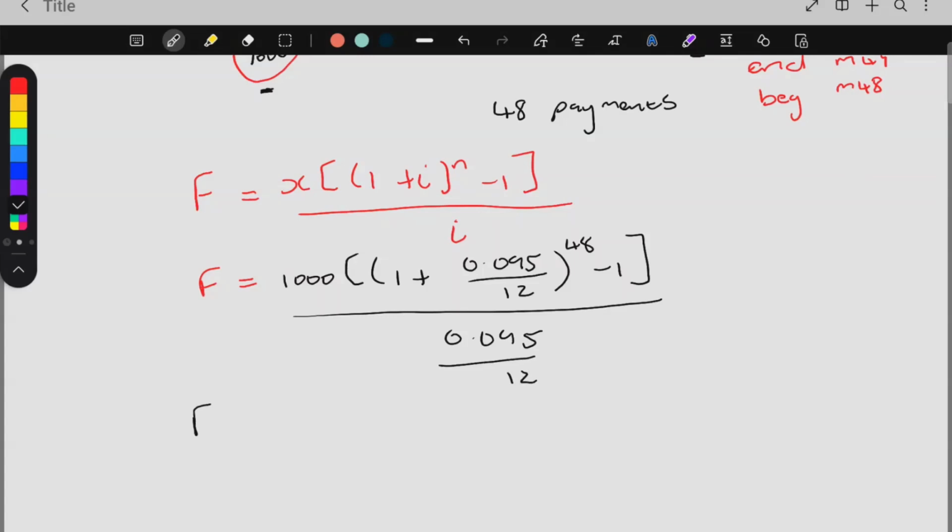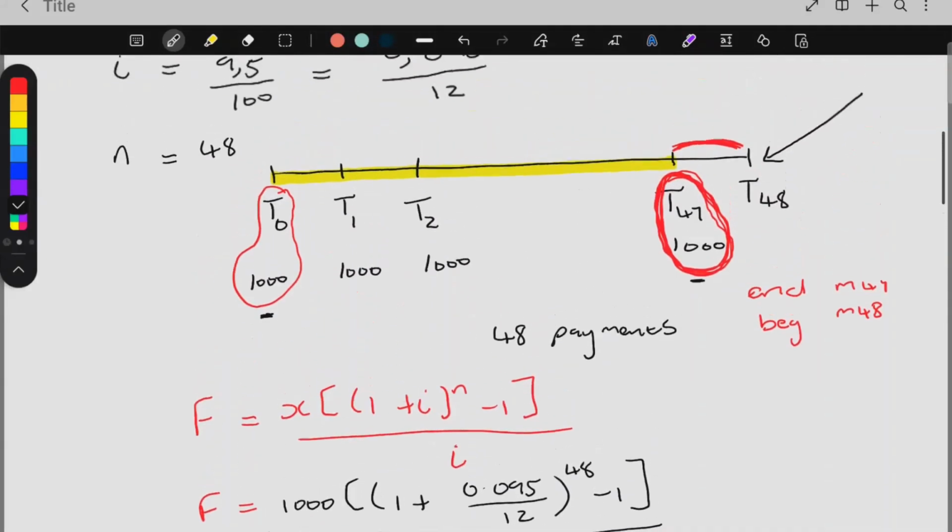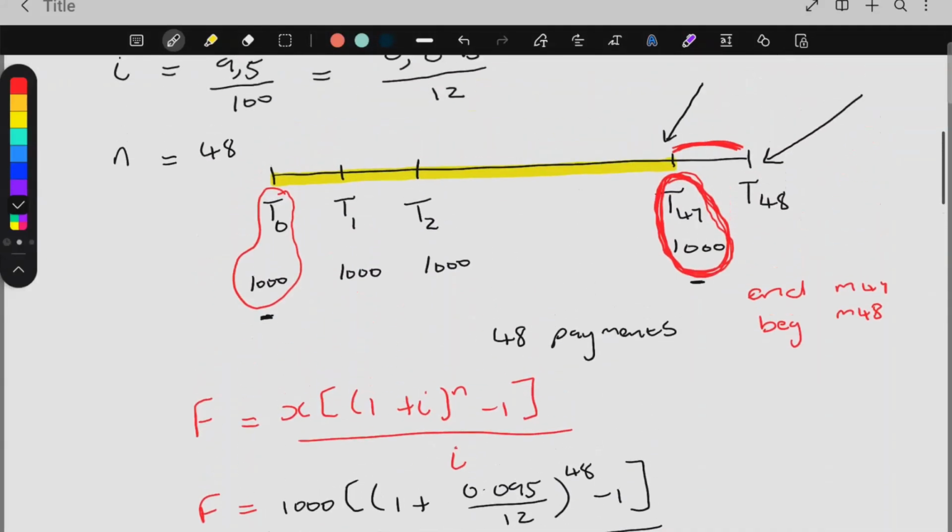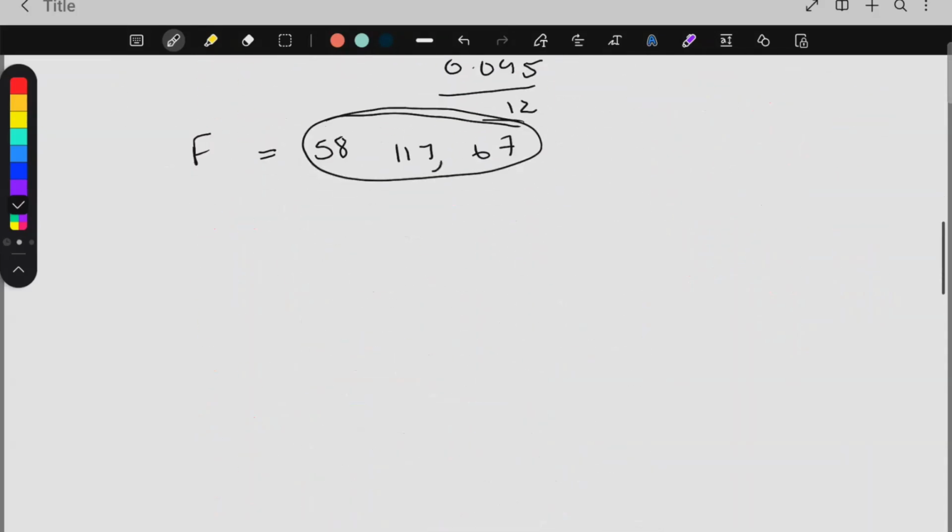Put all of this on your calculator and I get my answer to be 58,117.67. This is how much money you will have in the account at this point. But that wasn't the question. The question is how much money will be in the account at the end. So now, the amount of money you will have here will still grow for another month. That money will be left there with no payment and it will just grow for another month. So I'm going to take this amount and grow that money for 1 month.